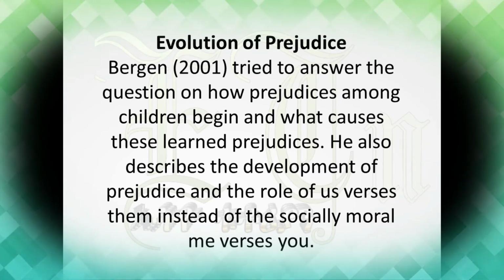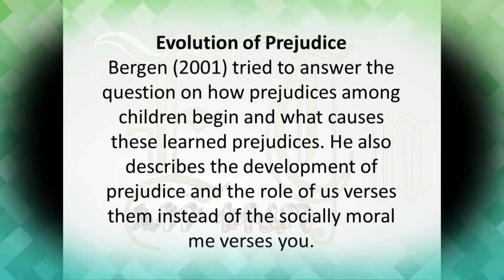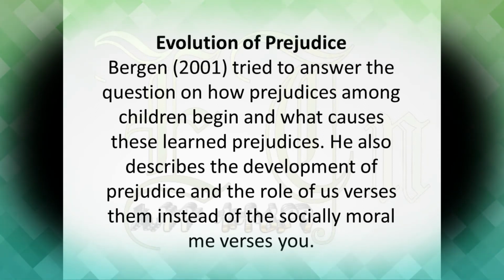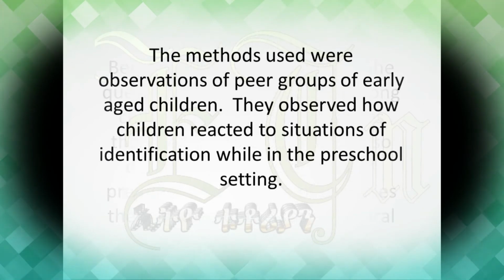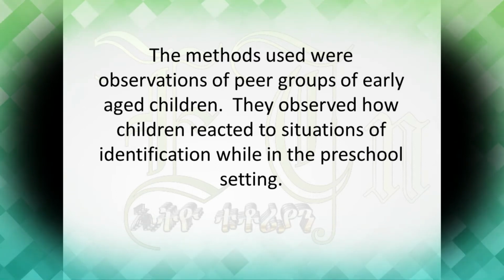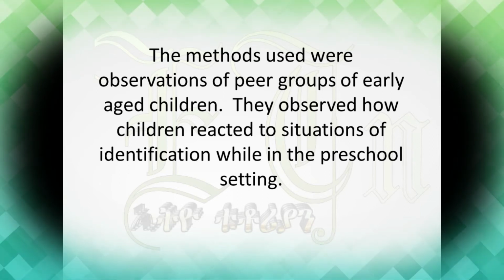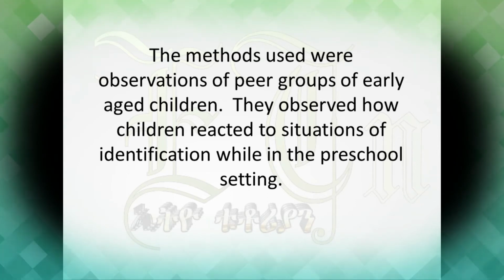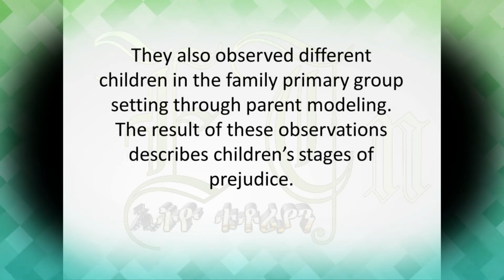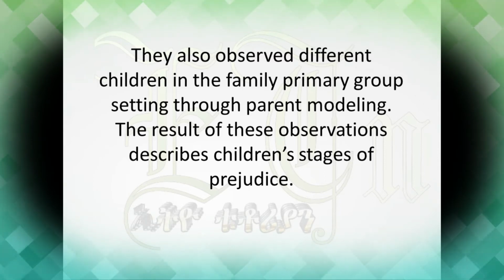Evolution of Prejudice, Bergen, 2001, tried to answer the question of how prejudices among children begin and what causes these learned prejudices. He also describes the development of prejudice and the role of us versus them instead of the socially moral me versus you. The methods used were observations of peer groups of early-aged children. They observed how children reacted to situations of identification while in the preschool setting. They also observed different children in the family primary group setting through parent modeling.